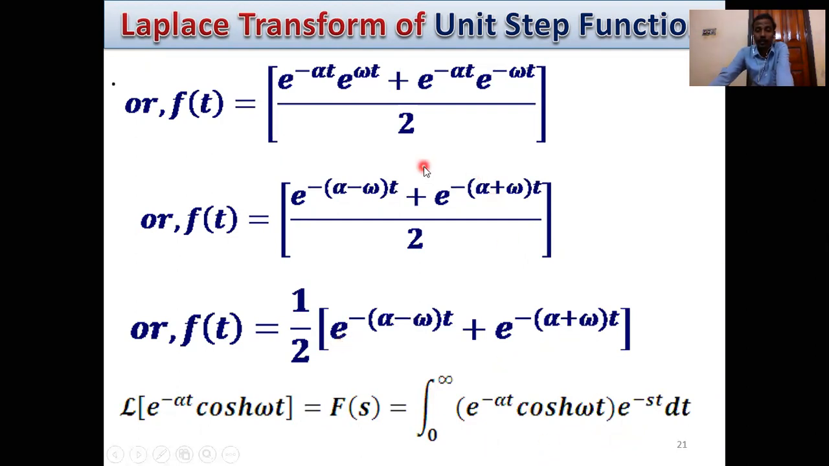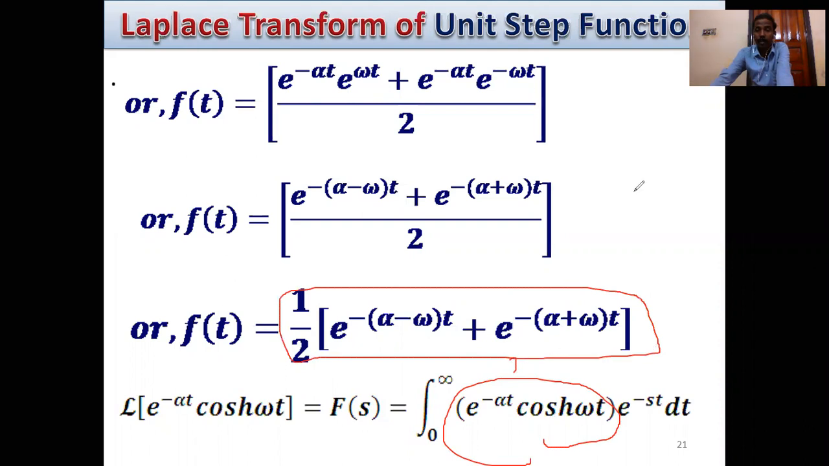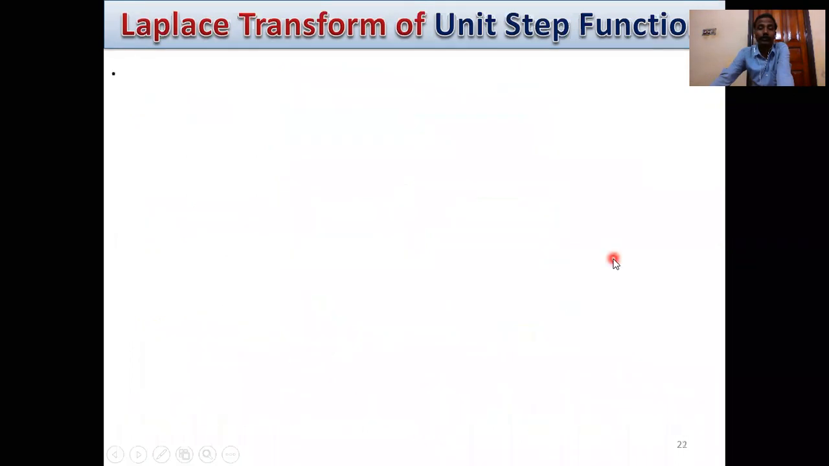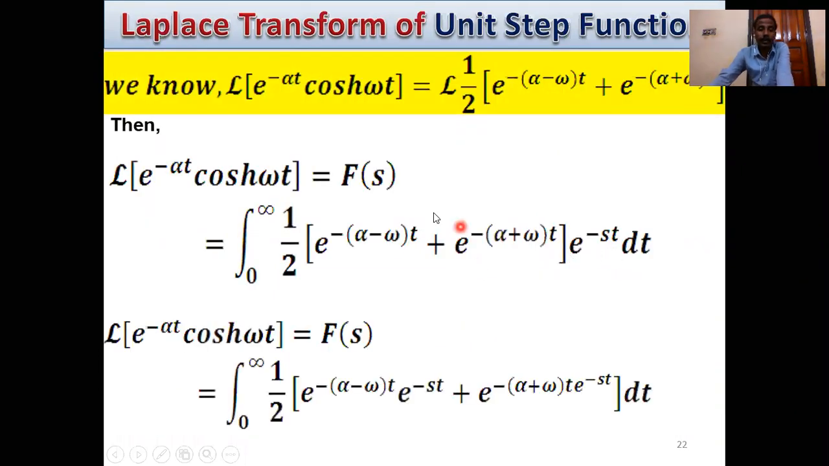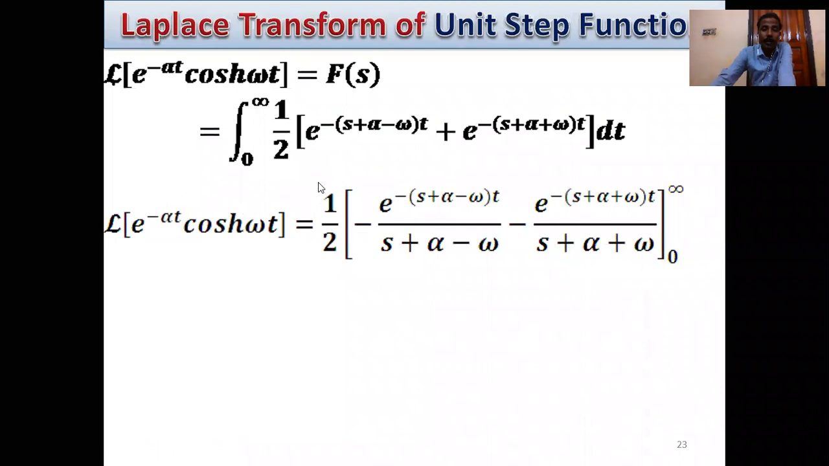Just put in this position this value. Then we get the integral from 0 to infinity of 1 by 2, e to the power minus alpha minus omega whole into t plus e to the power minus alpha plus omega whole into t, multiplying also e to the minus st dt, and then we get this term. And ultimately, e to the power minus s plus alpha minus omega whole into t, plus e to the power minus s plus alpha plus omega whole into t. Integrate e to the minus mt gives e to the minus mt divided by minus m. So minus s plus alpha minus omega, e to the minus this value, and again e to the minus mt divided by m.